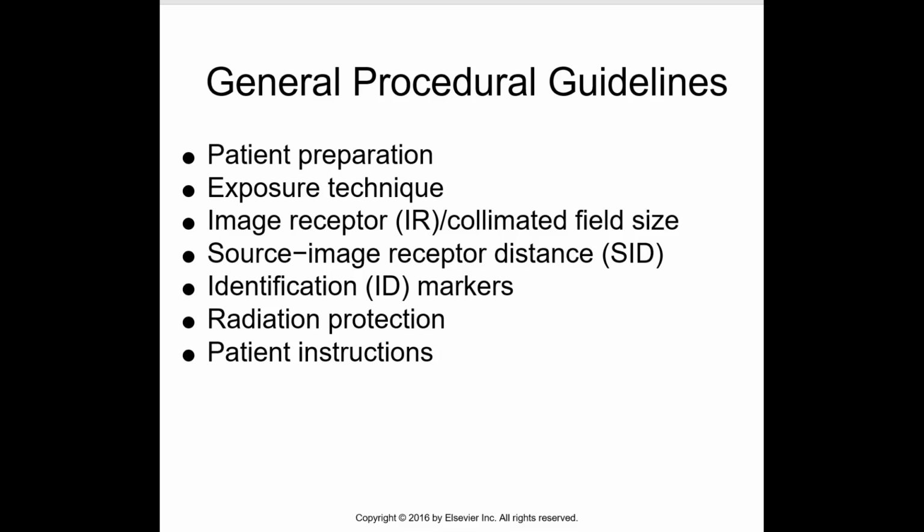Make sure you have the correct exposure technique, which is 85 kV. Collimator size, generally, is 14 by 17, and collimated to the patient size. Have your SID, use your markers, lead shielding when possible, and give the patient instructions, which is on expiration.